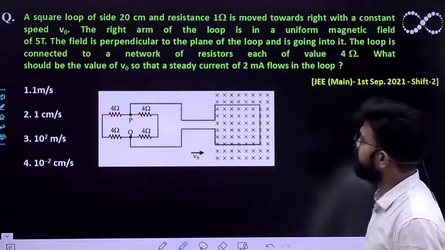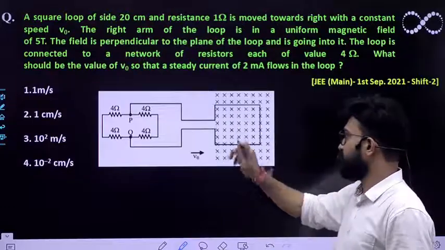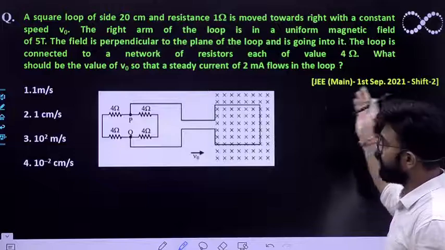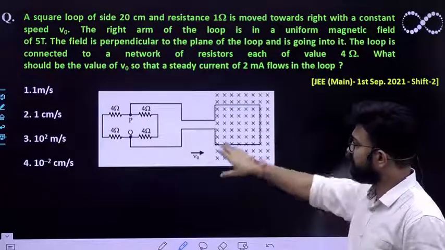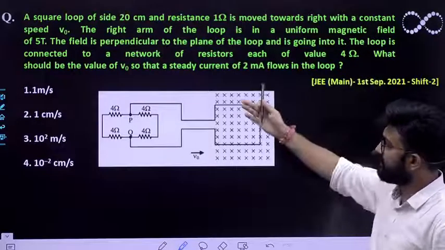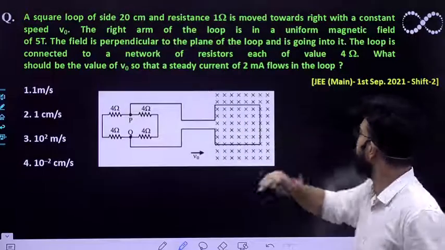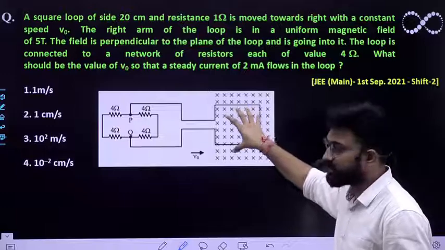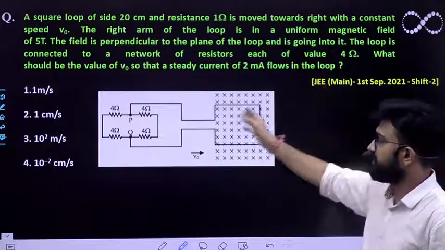The field is perpendicular to the plane. As you can see, the field is going into the plane of the loop, and this loop is going towards the right with the speed of V0. The loop is connected to the network of resistance, each of value 4 ohm, which is already given to you. So what should be the value of V0? What should be its loop speed, so that the steady current of 2 milliampere flows within the loop?